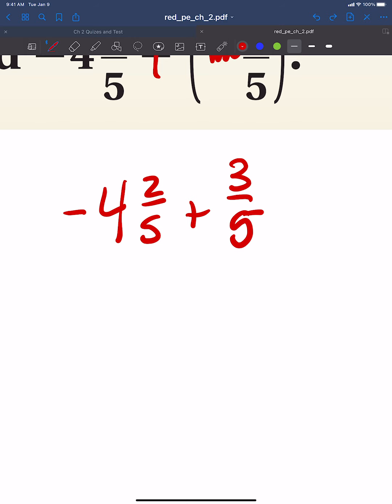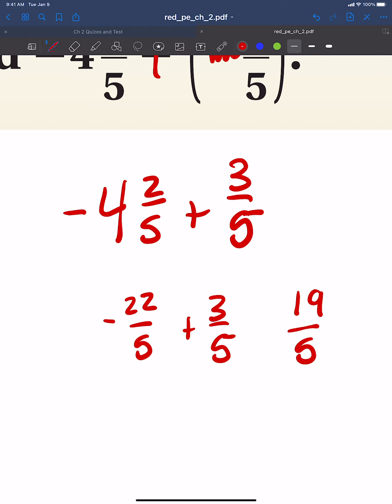So what is -4 and 2/5? It's -22/5 plus 3/5. We still have the same common denominator. So what does 22 take away 3? 19. So 19/5. Is it positive or negative? Negative. Why negative, Kaden? Because there's one negative? That's not the rule. The bigger number has the negative. Good. 22 is bigger and 22 is negative.